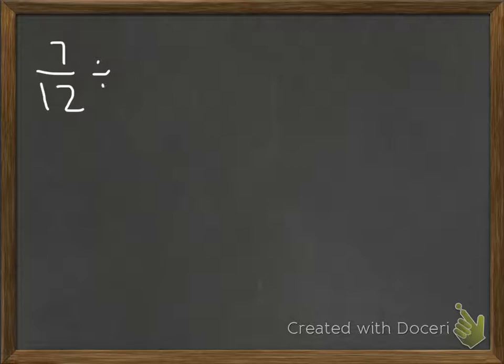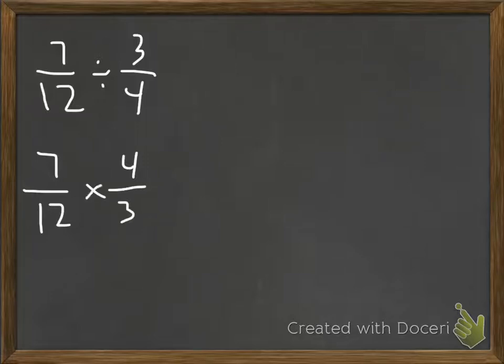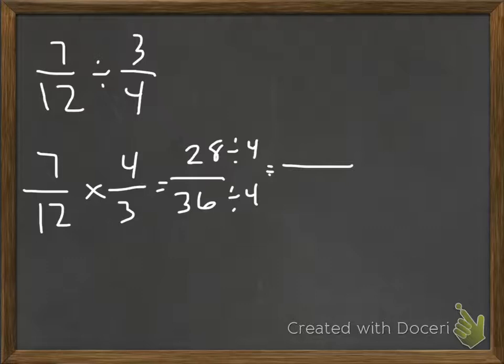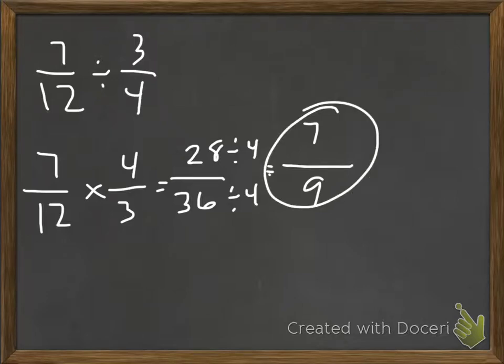7/12 divided by 3/4. Keep, flip, change. 7 times 4 is 28. 12 times 3 is 36. And this can be reduced by 4. 28 divided by 4 is 7. And 36 divided by 4 is 9. And there's your answer, 7/9.